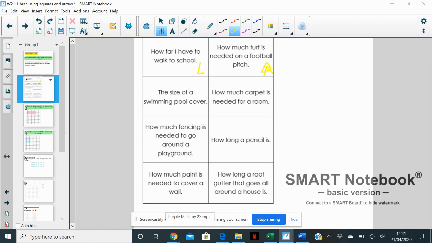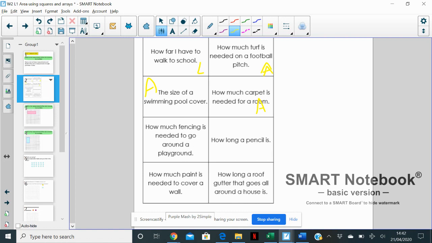The size of a swimming pool cover. Now again, that cover will need to cover the whole surface of the swimming pool. So I will need to know the area of the swimming pool. How much carpet is needed for a room? Now, my carpet goes all across my floor. It covers the whole of the floor. So I'm going to need to know the area of the room in order to cover the surface of the floor.